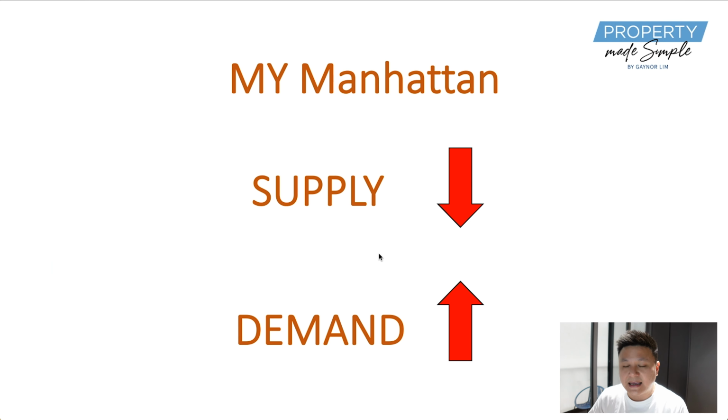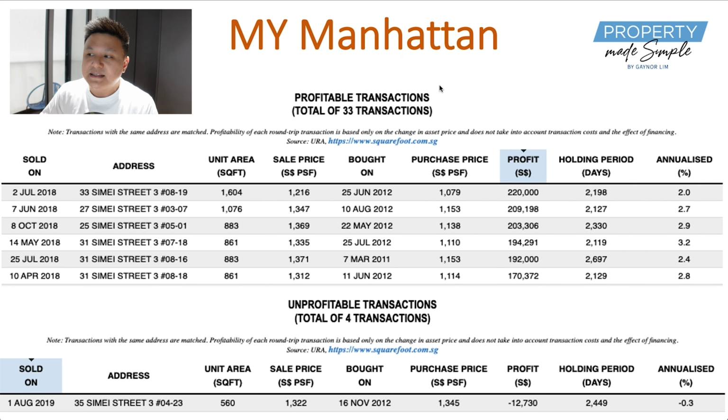So at the end of the day, for those people who bought My Manhattan, this is the result, right? We will see that there are a total of 33 profitable transactions, and these are the units that actually made money. And unprofitable transactions, there are only 4. You can see from this that people are making around 190 over 1,000. Of course, the losses are also marginal. And that's why the conclusion is that My Manhattan also made money even though during that time it was quite expensive.